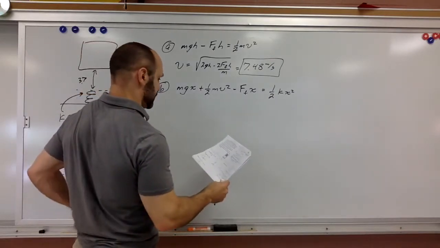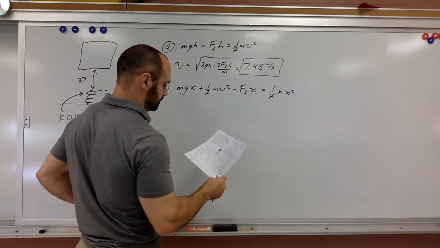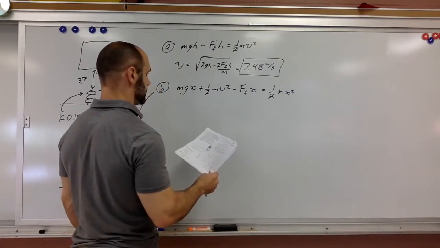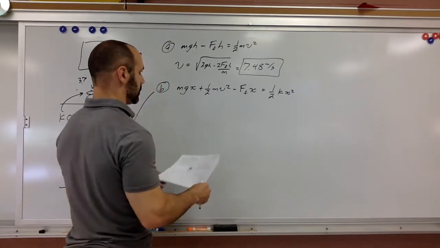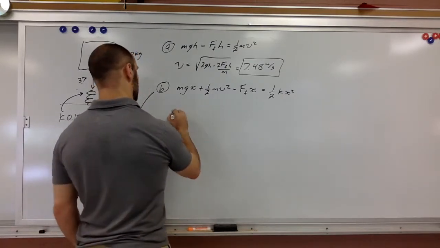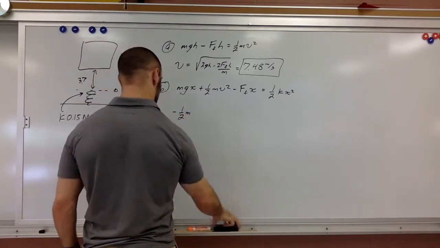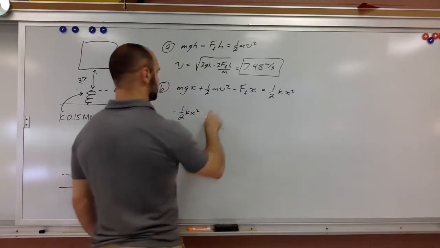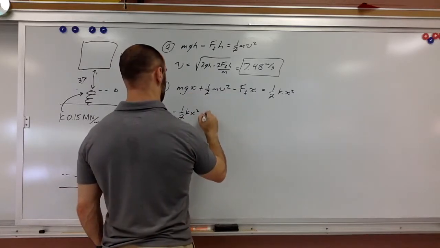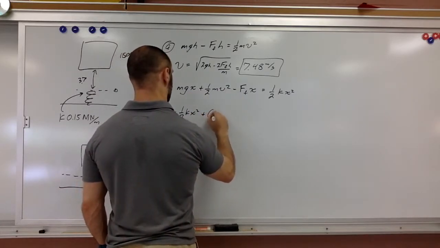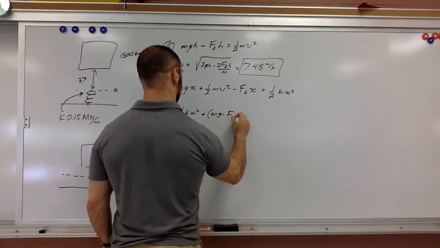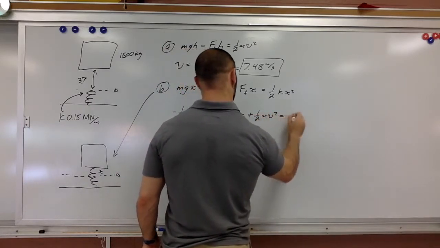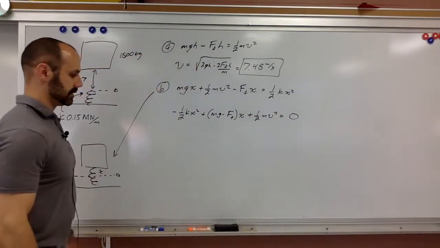And so now I need to solve for x. And as nasty as this is, we're going to end up having to do another quadratic equation. So this is going to be negative 1/2 kx squared. And I've got this and this, so I'm going to have plus mg minus the force of friction times x plus 1/2 mv squared, all equal to 0.